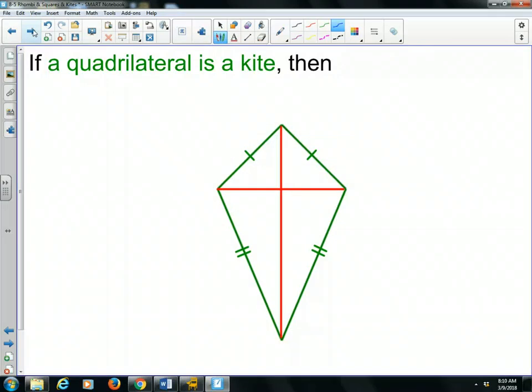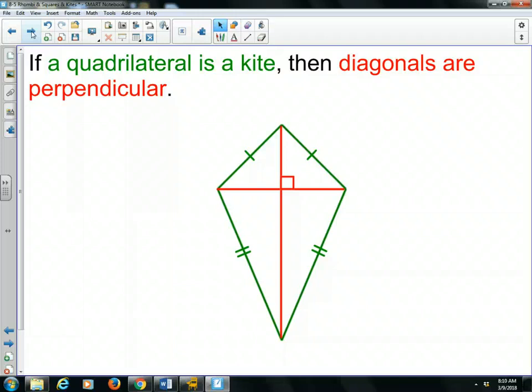Okay, and one more property, very similar to the rhombus. In a rhombus, the diagonals are perpendicular. Same thing in a kite. In a kite, the diagonals are also perpendicular, so it makes this 90-degree angle right here.